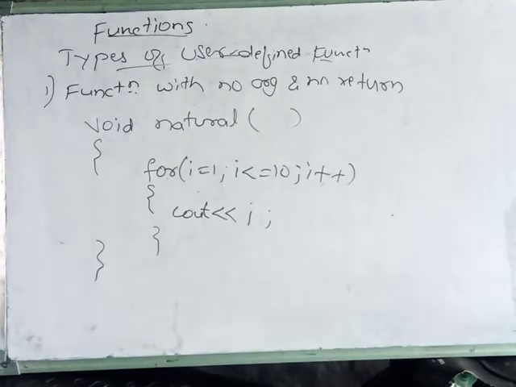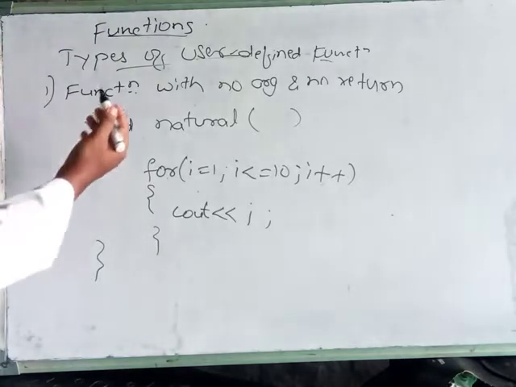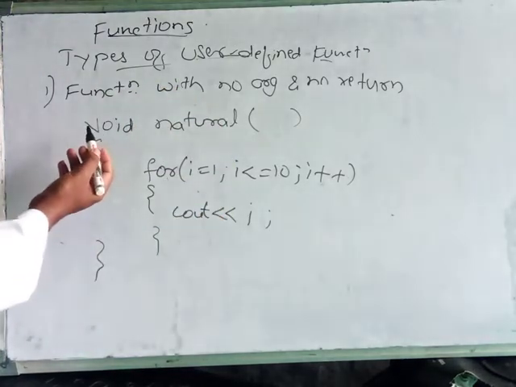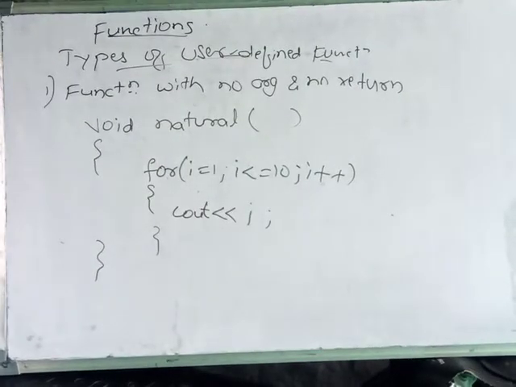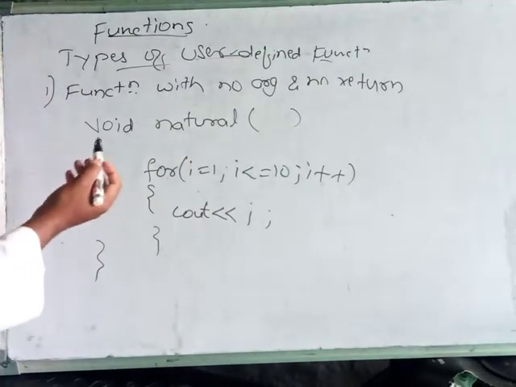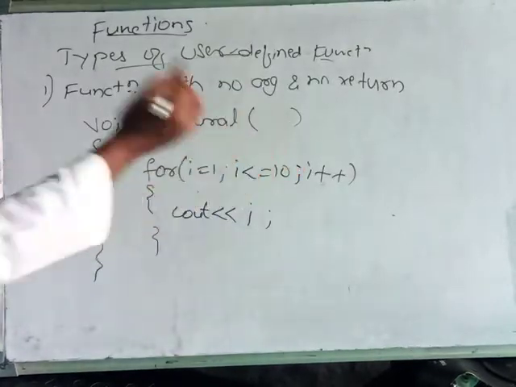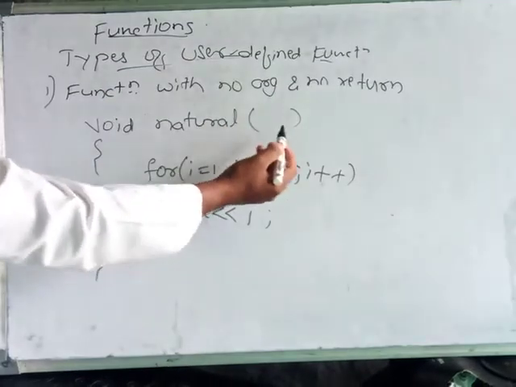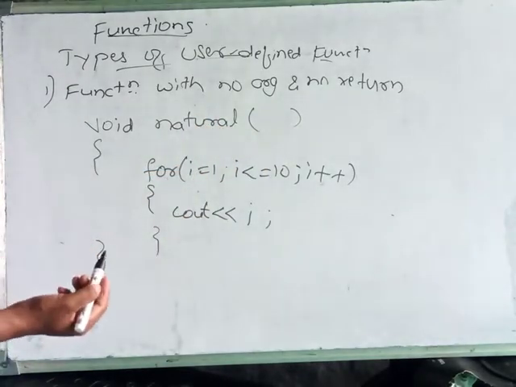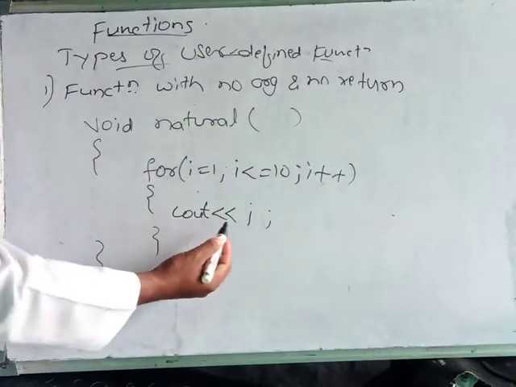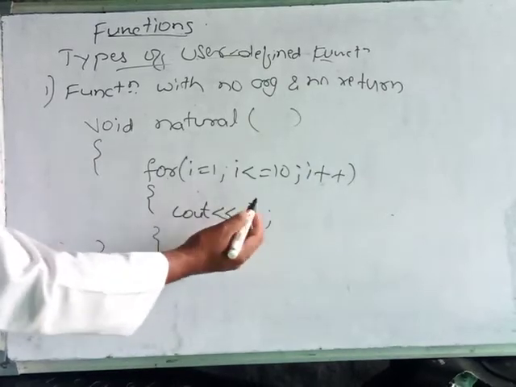See, in this function, when we call this natural function from any program or calling function, it will not take any number or any argument. There are no parameters passed here. While it executes, it just displays the 10 natural numbers.